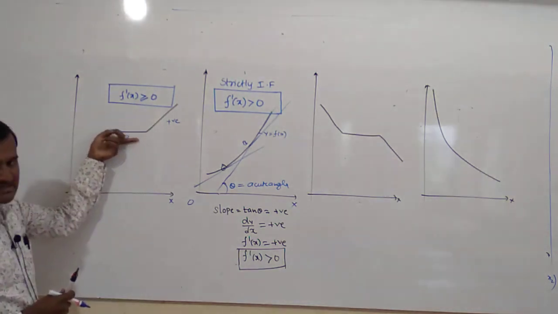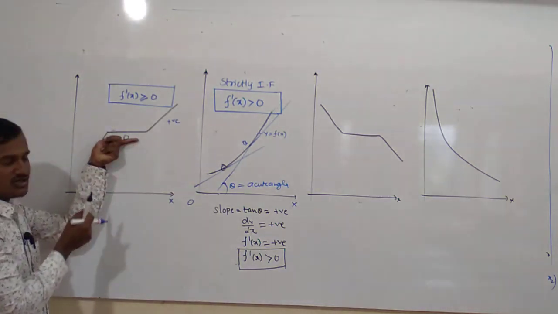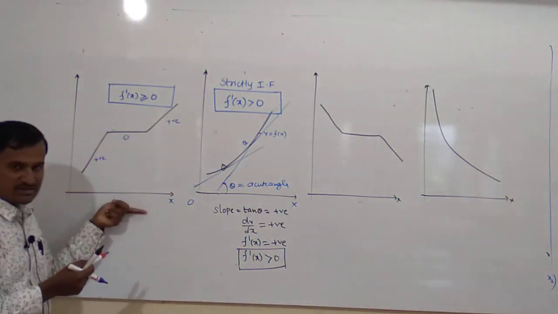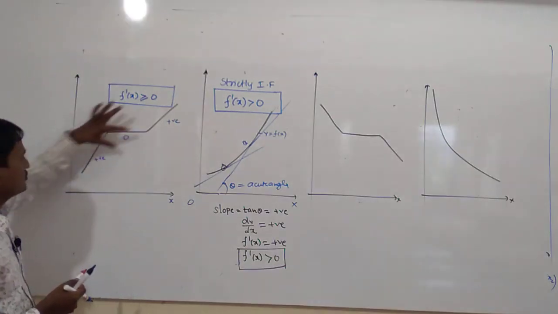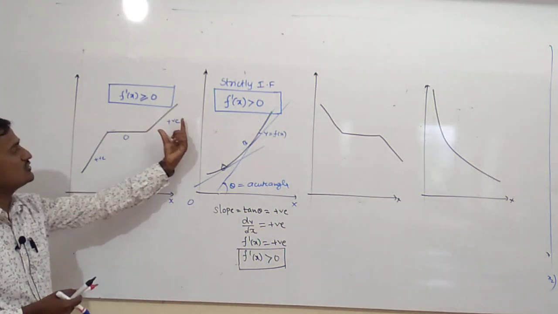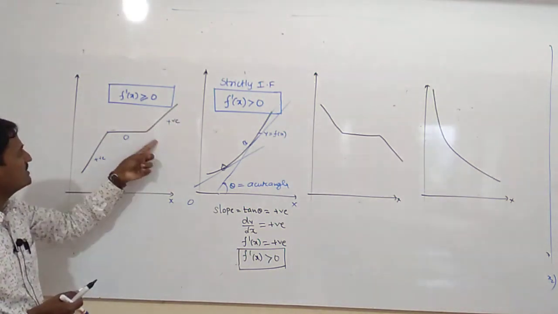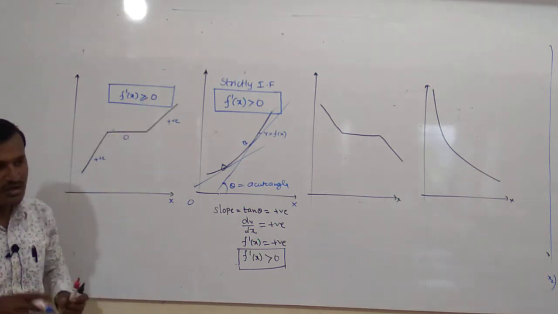Because in this case the functional values are the same, it means that it is a constant function, a line parallel to the x-axis, hence its slope is 0. For this part, it is positive, and positive means slope is more than 0. By combining this, here we are getting f dash of x more than or equal to 0.